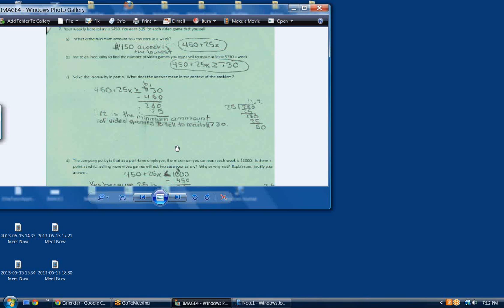So the maximum. So 20x plus 550 is what? 550 is greater than. No. It's got to be less than. Remember, 1,500 is the most they will pay you. Oh, okay. So it'd be less than? Yeah, it's got to be less than 1,500. You don't want to make more than 1,500.